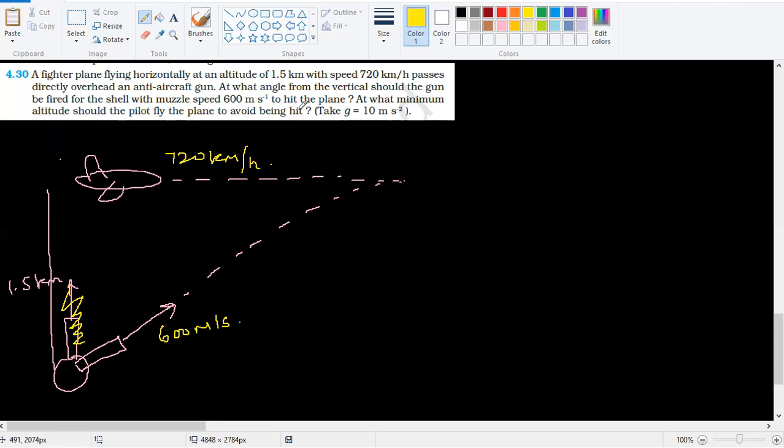At what angle from the vertical should the gun be fired? So they're asking you to find this angle, theta, to hit the plane. At what minimum altitude should the pilot fly the plane to avoid being hit? So in the first problem, we are calculating which angle I have to fire this so that this guy will come here and then this will hit the target.